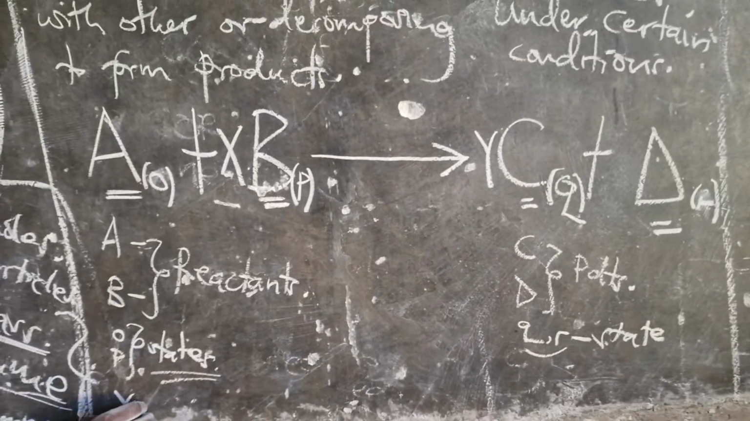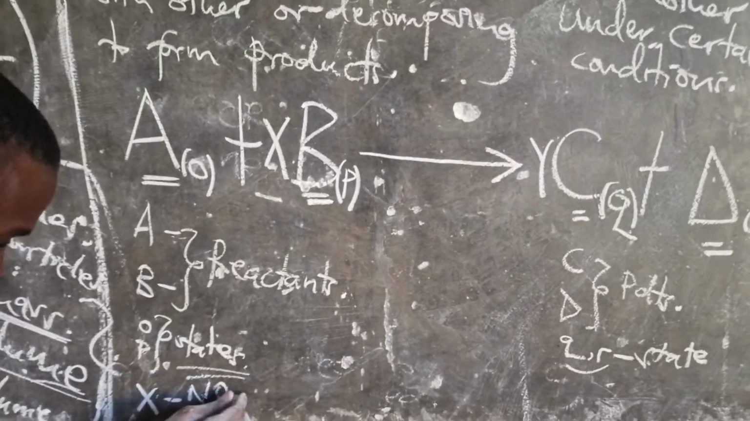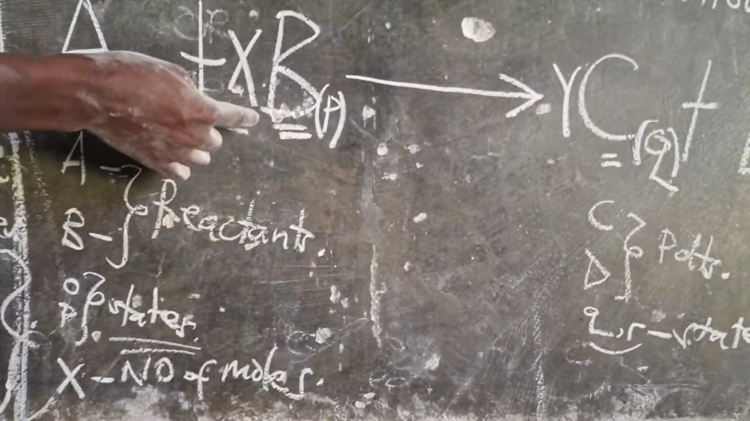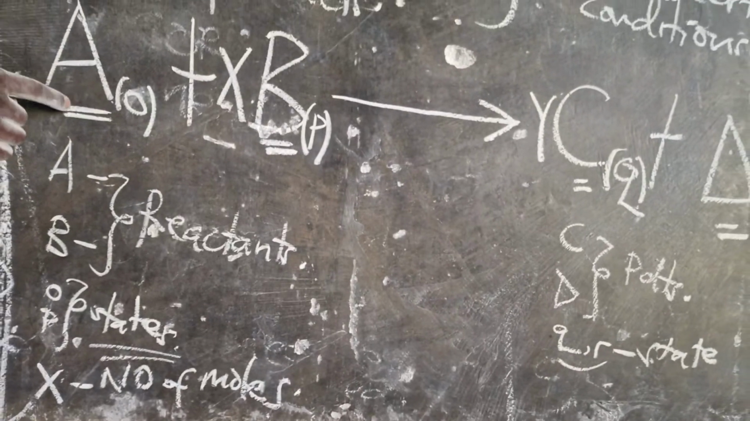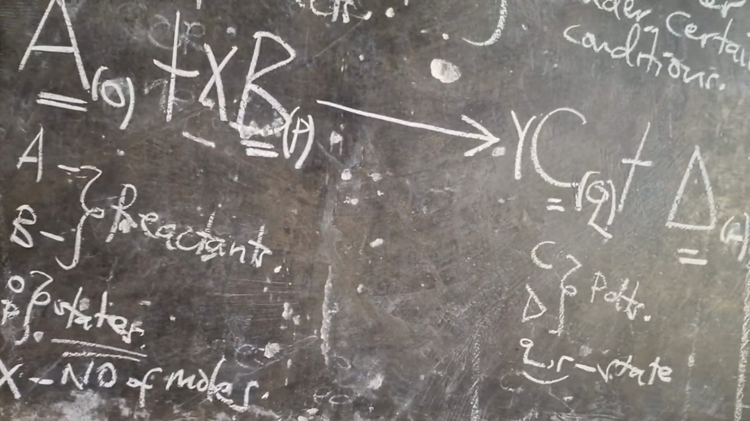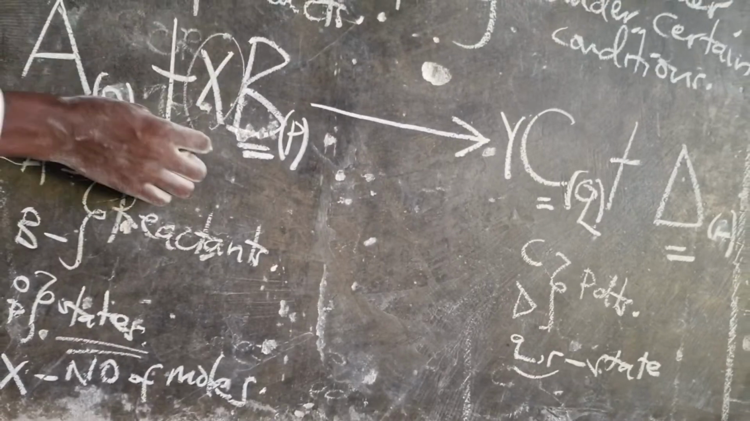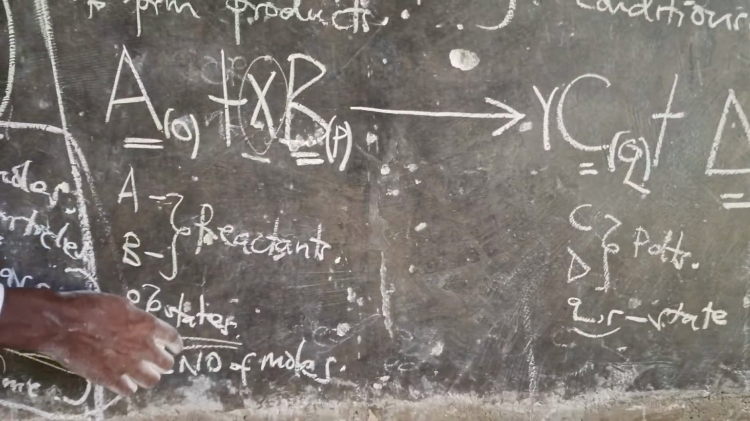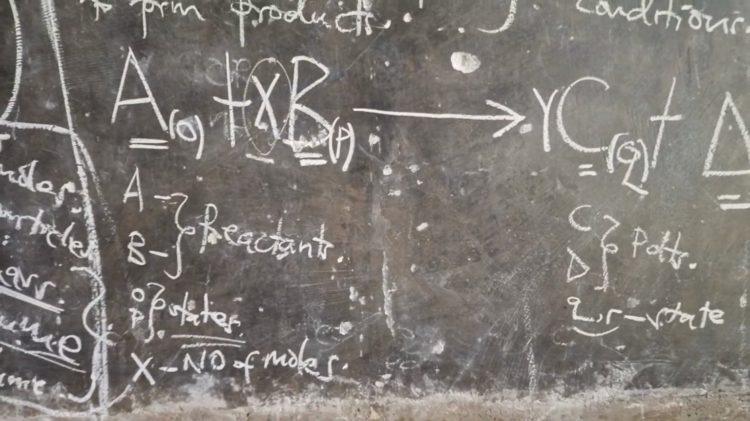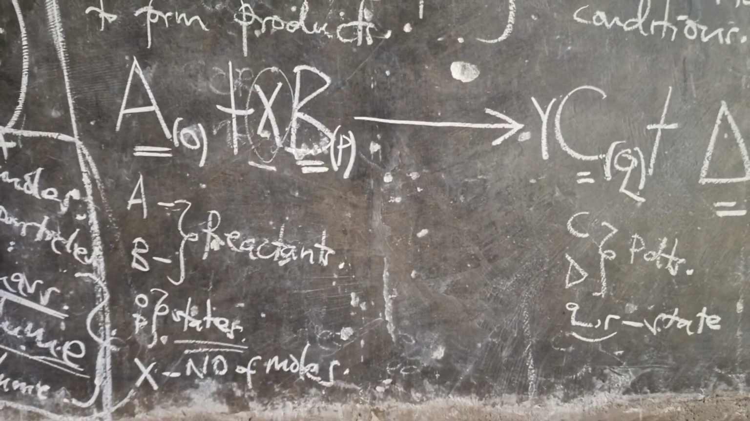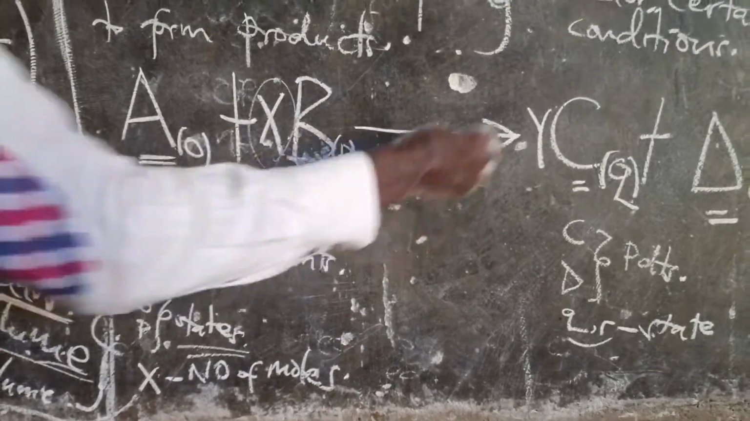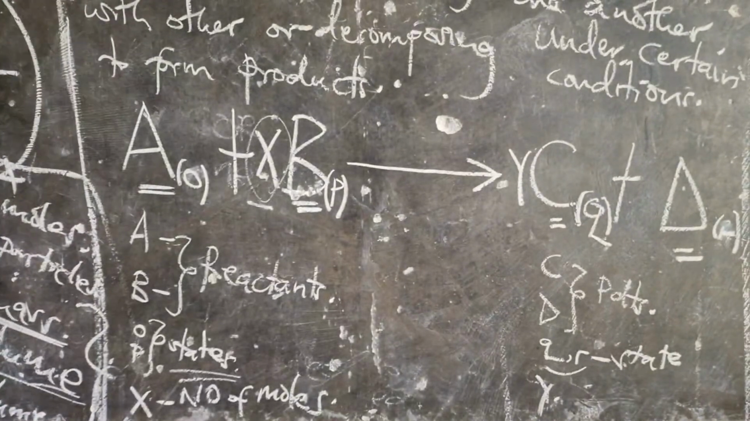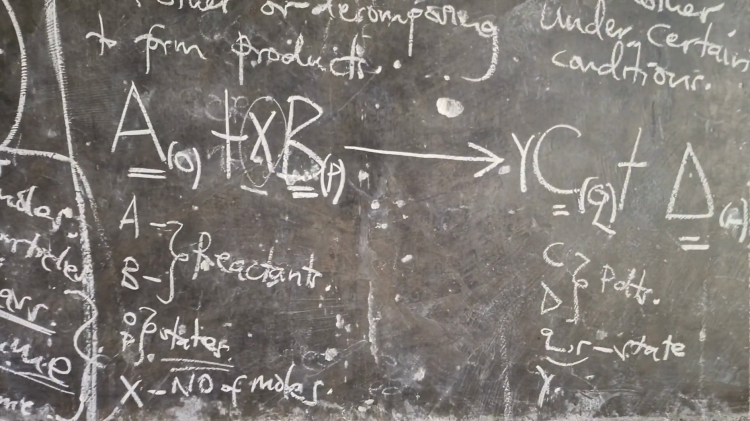Unknown X is representing the number of moles of B that reacted with the number of moles of A. So the number in front of any substance will be the number of moles that react with a certain number of moles on the reactant side. And the same applies to the other side. Y is the number of moles of C that were formed with D.